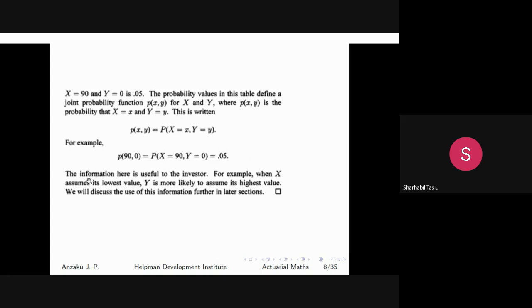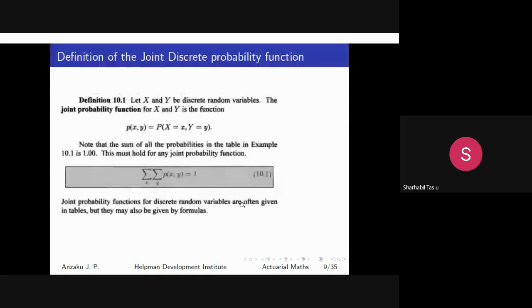Now, the information here is useful to the investor because this investor wants to know what he is going to get in total when he combines his two assets, his two investments. For example, when X assumes its lowest value, Y is more likely to assume its highest value. We will discuss the use of this information further in later sections. All right, so far so good.